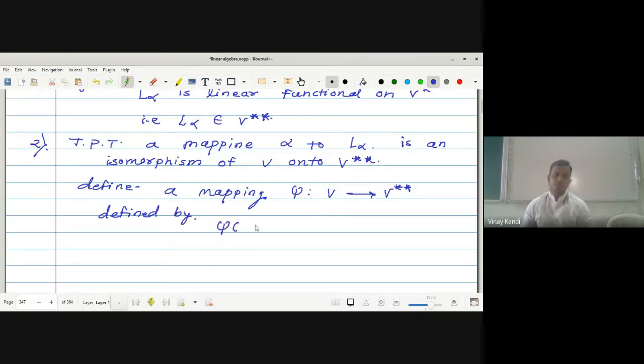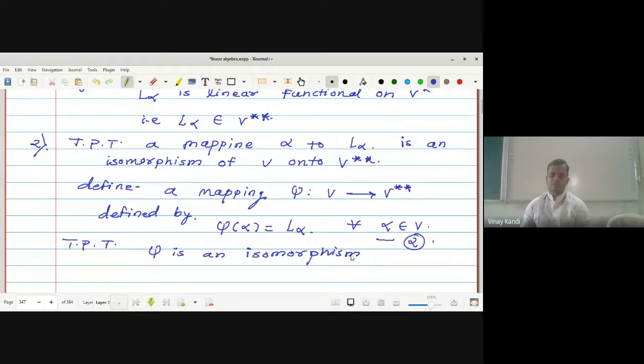psi of alpha is equal to L alpha for all alpha belongs to V. Okay, give it equation number 2. To prove that the mapping psi is an isomorphism, that is one-one, onto, and a linear transformation.